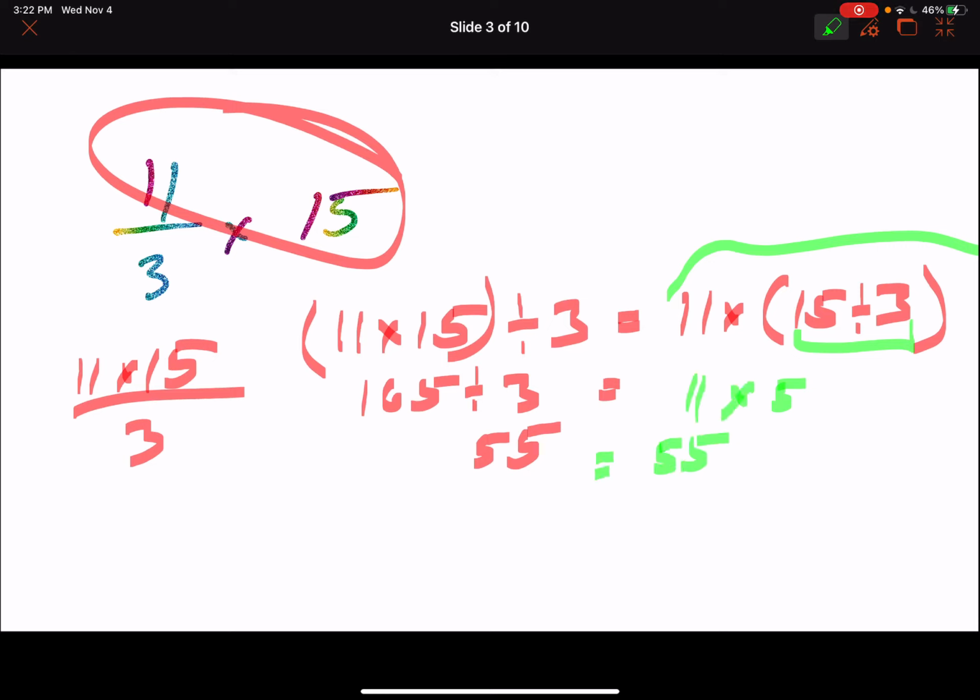So which side was easier? Obviously this side. Why is this side easier? Well, because we're dividing first, so we're using smaller numbers that are easier to manipulate and deal with and break apart.